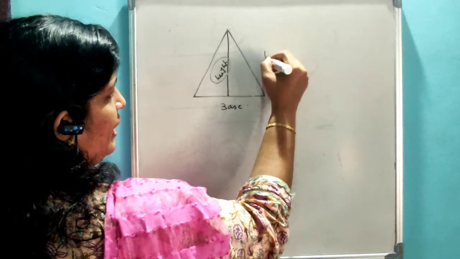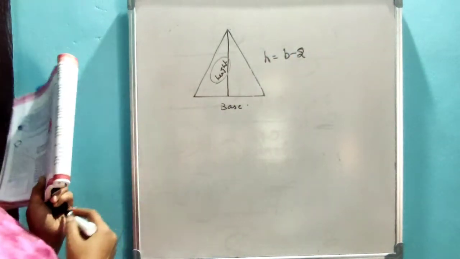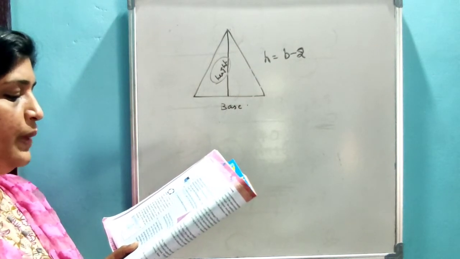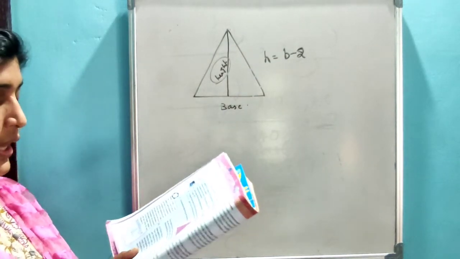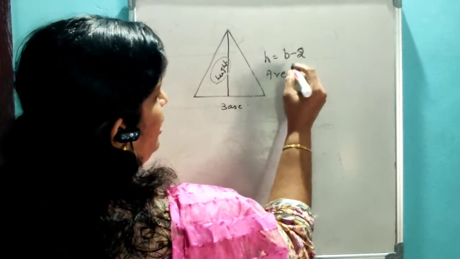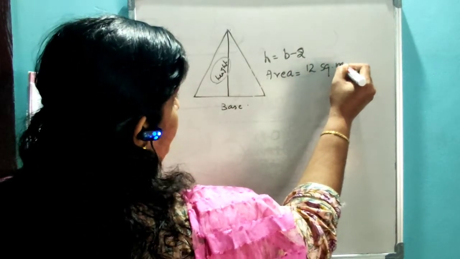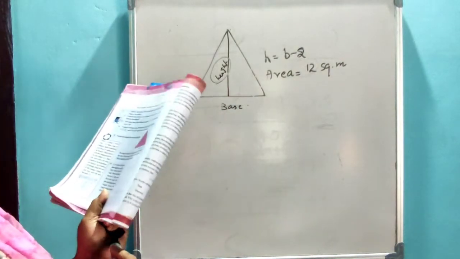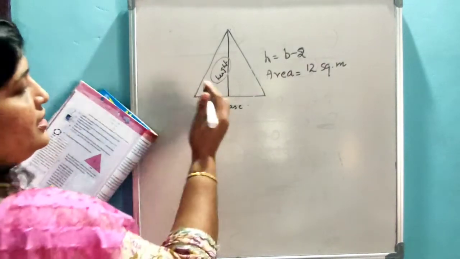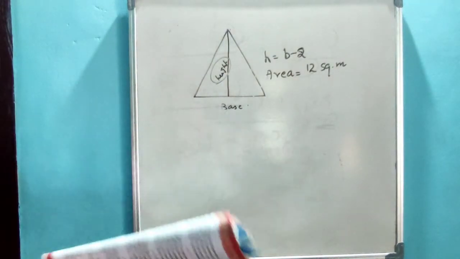Height is base minus 2. And the area of the triangle should be 12 square meters. What is its area? Area is equal to 12 square meters. Then what should be the length of its sides? We need to find out all the sides of this triangle.